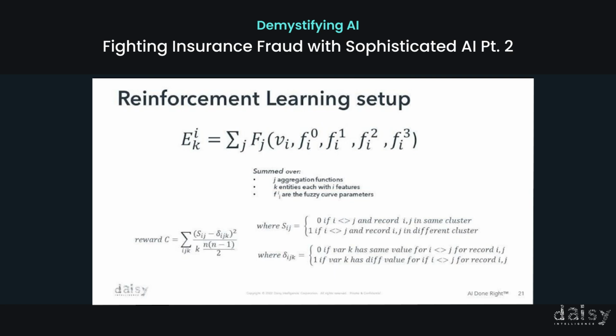Now, the reinforcement learning algorithm chooses the F parameters, the feature type, the curve type, and the curve parameters, such that we get the largest number of distinct outliers, the number of clusters that are more different than the peers. And this is what we want. We want to find the most outlying entities that are the most different than the peers, and that would be reflected in the Condorcet score.